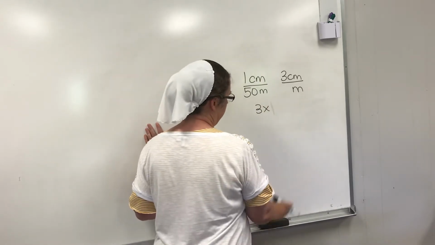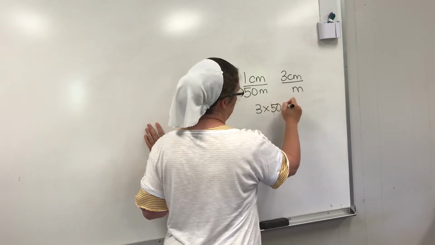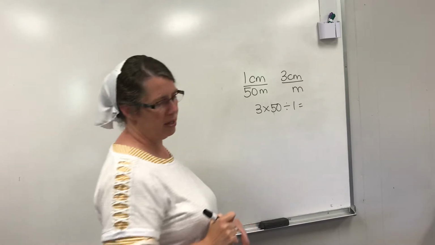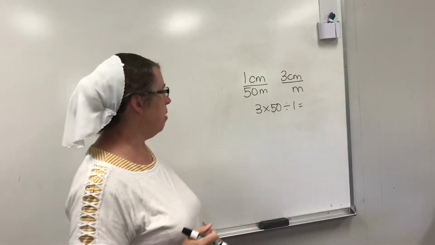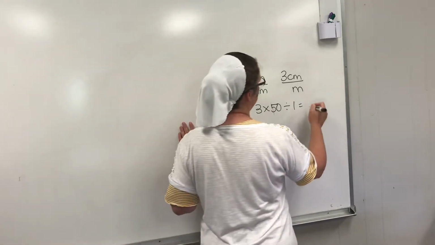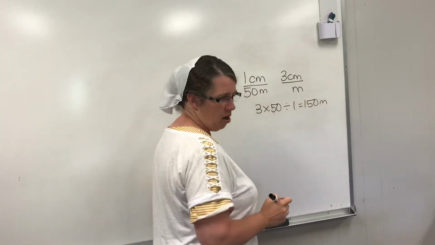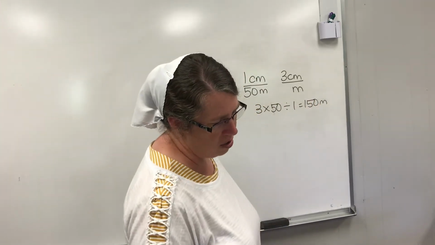3 times 50 divided by 1. 3 times 50 we know is 150. Divided by 1 is still going to be 150 meters. All right? Something else they give us.